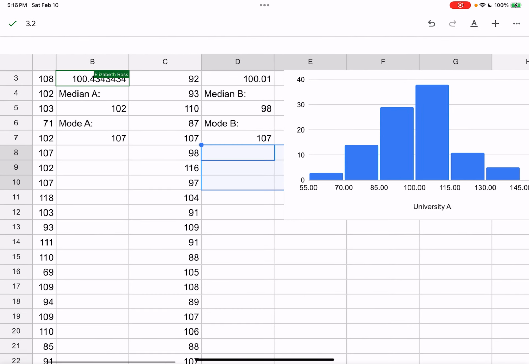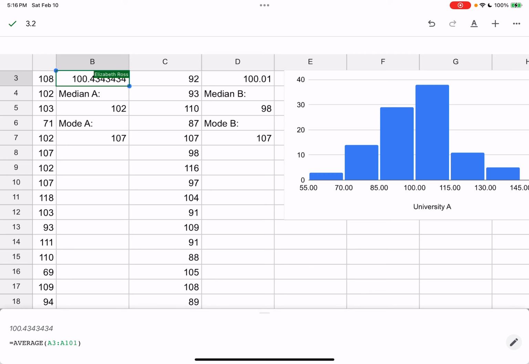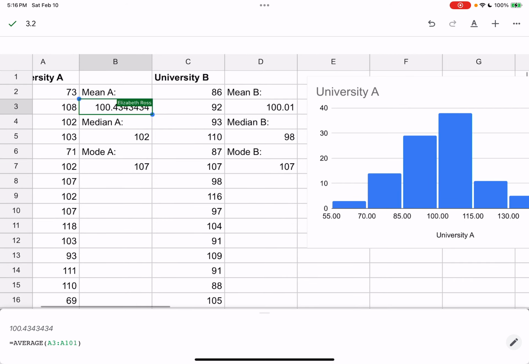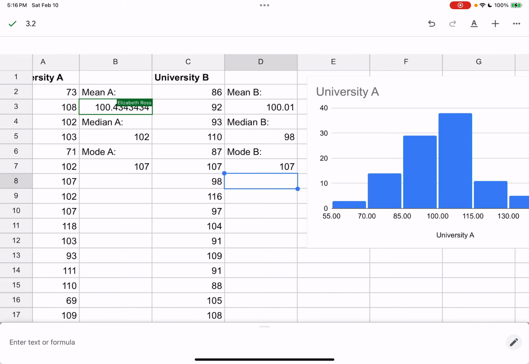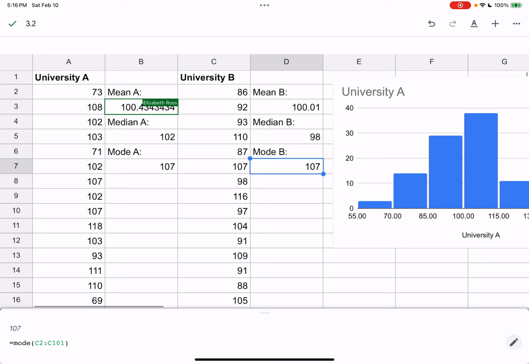Then if we compare the numbers, our mean of data 1 is 100.4, data 2 is 100. Those are pretty close, just off by a few decimal places. Then we've got our medians, they're 4 points off, and our mode is exactly the same. So by measures of center, these things are very similar.